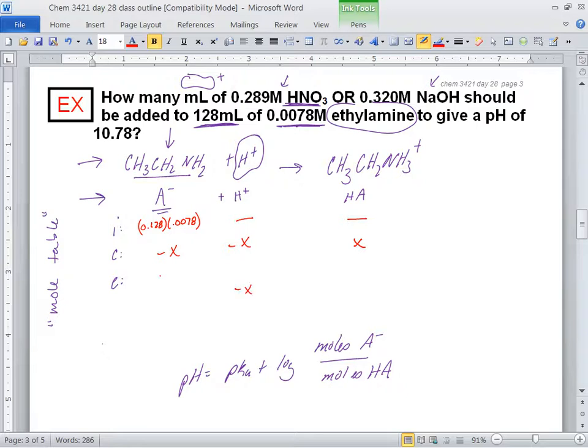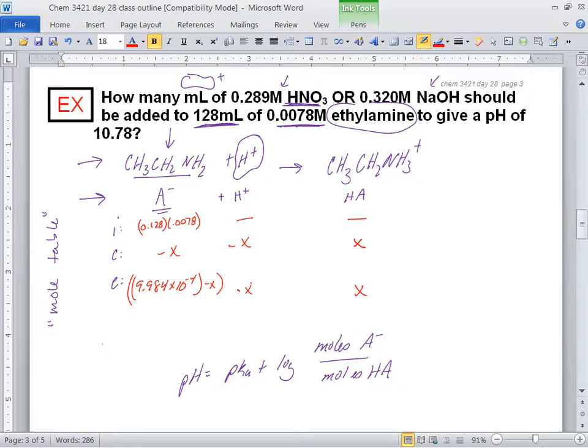It's 0.128 times 0.0078. 9.984 times 10 to the negative 4 minus x. All right, and so I don't know, you can just kind of erase that. These are just amounts. If you like to have the minus, it's not hurting anything. The point is that x is going to be the moles of that HNO3 that we have to add. Right, because that's what x is going to be. X is going to be the moles of the HNO3 that we have to add.